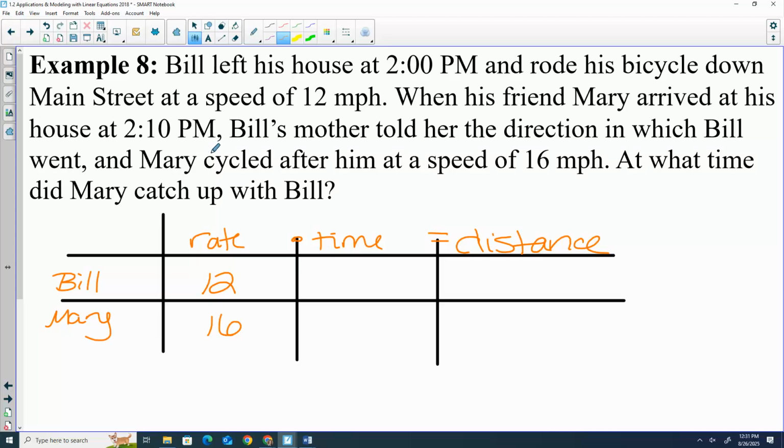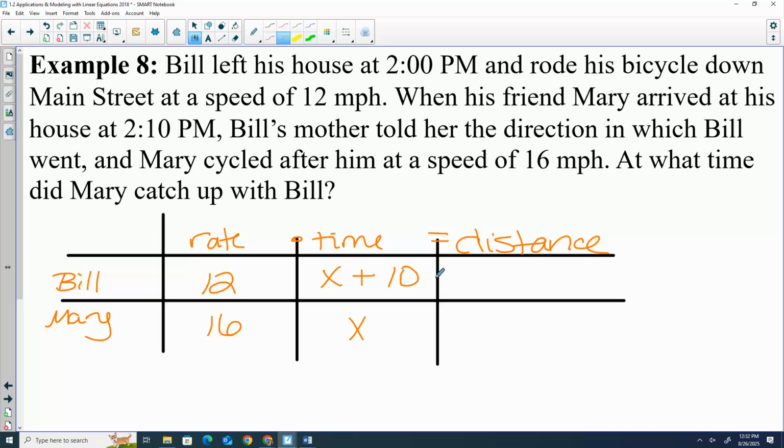No, he kept going. Okay, one of these has to be our variable. We can do it either way. So pick one. Who do you want to be our variable? Bill or Mary? Mary? Okay. So did Bill have more or less time than her? More. So plus.